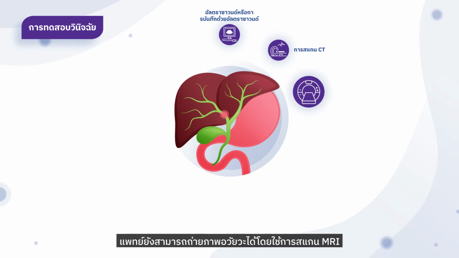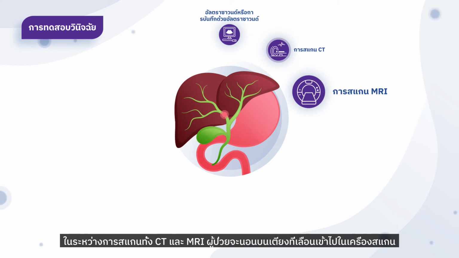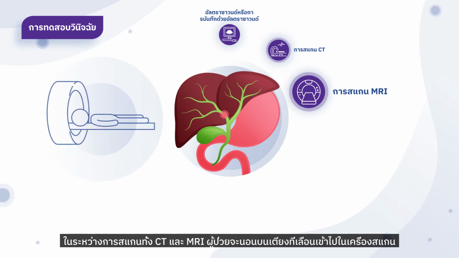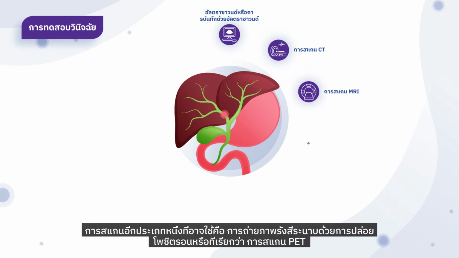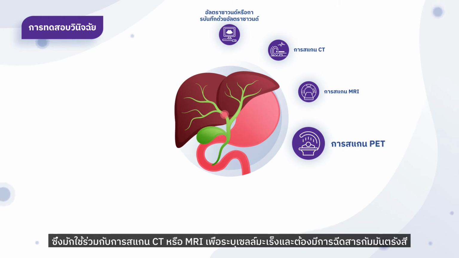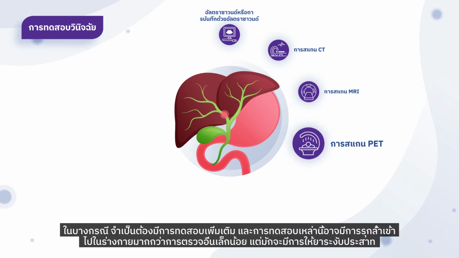The organs can also be imaged using an MRI scan, which uses radio waves and strong magnets to create detailed pictures of organs and tissues. During both CT and MRI scans, the patient lies on a bed that slides into the scanner. Another type of scan that may be used is positron emission tomography, also known as a PET scan. This is often used together with CT or MRI scans to identify cancer cells and requires the injection of a radioactive chemical.